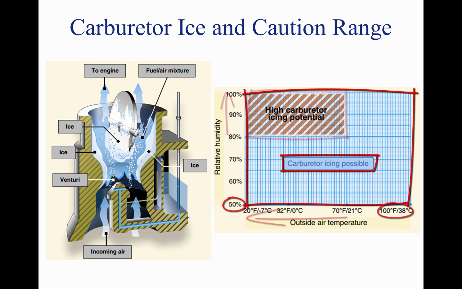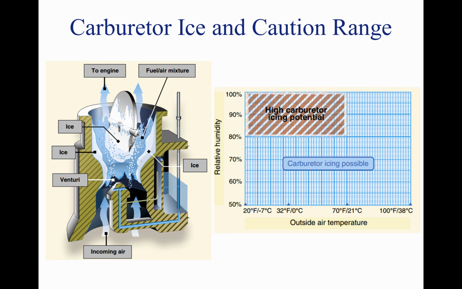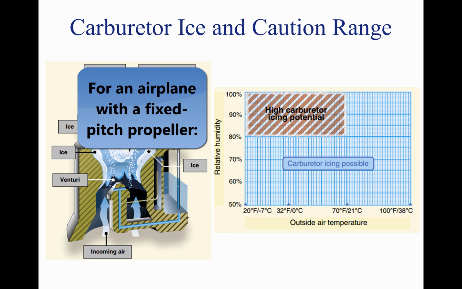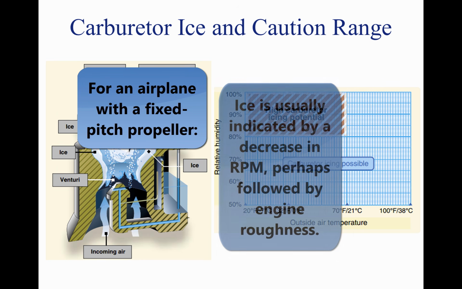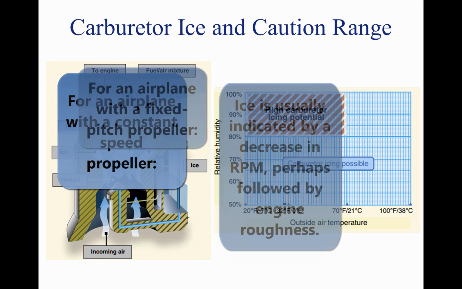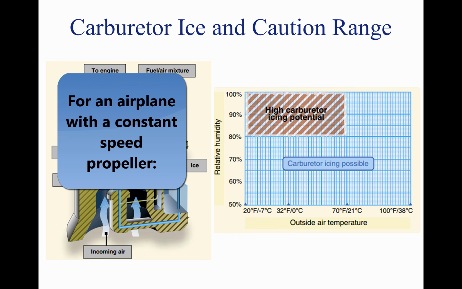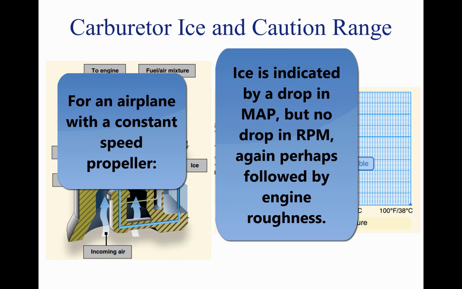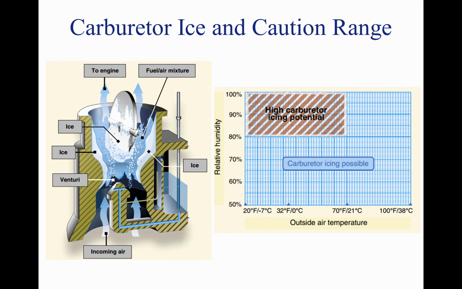This temperature drop can be as much as 60 to 70 degrees Fahrenheit. The first indication of carburetor icing in an aircraft with a fixed-pitch propeller is a decrease in engine RPM, which may be followed by engine roughness. In an aircraft with a constant-speed propeller, carburetor icing is usually indicated by a decrease in manifold pressure, but no reduction in RPM. Propeller pitch is automatically adjusted to compensate for loss of power. Thus, a constant RPM is maintained.